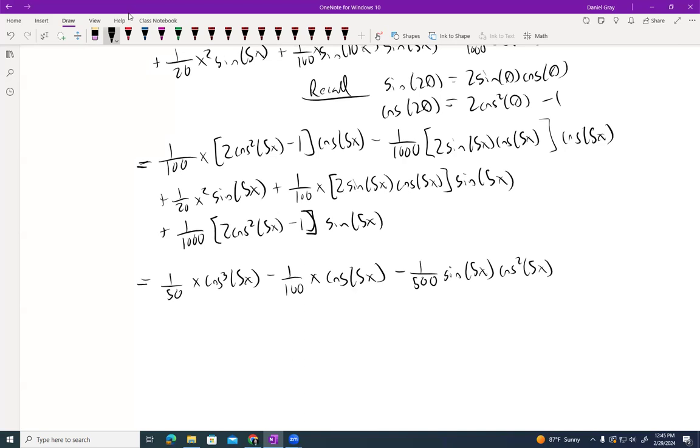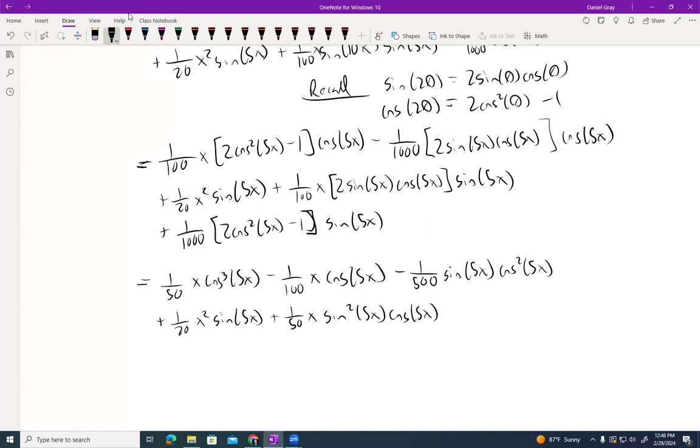Now, down over here, I'm going to get plus 1 over 20 x squared sine of 5x. Nothing to do with that term. Over here, I'm going to simplify this a little bit. The 2 and the 1 over 100 are going to make a 1 over 50. So we get plus 1 over 50 times x times sine squared of 5x times cosine of 5x.